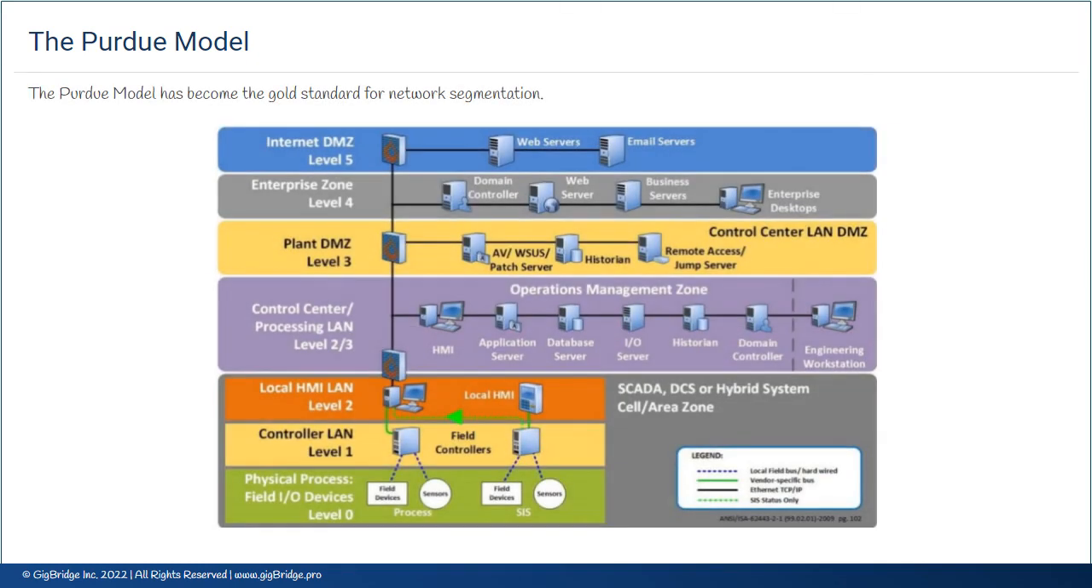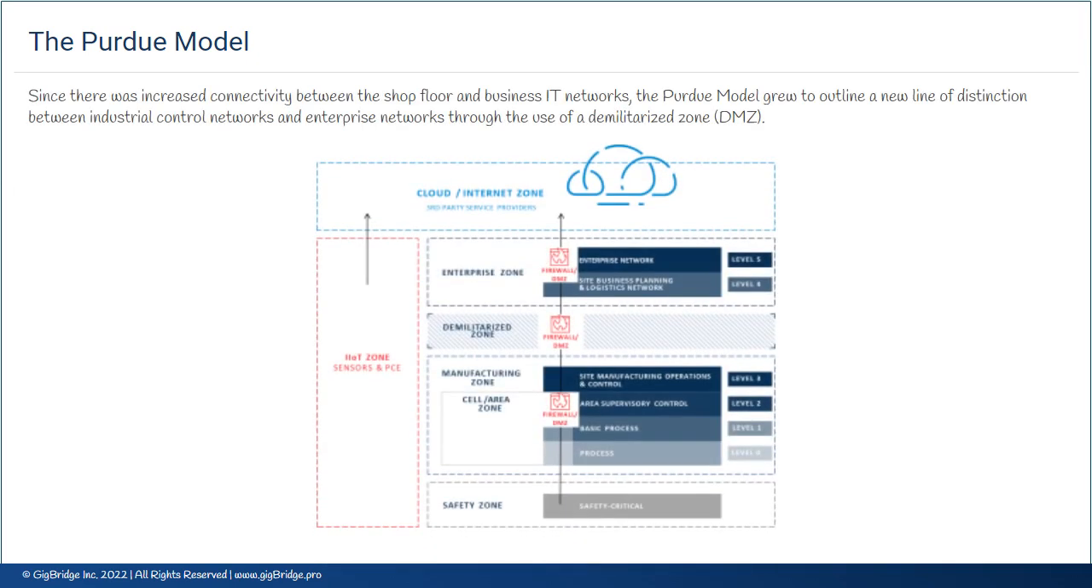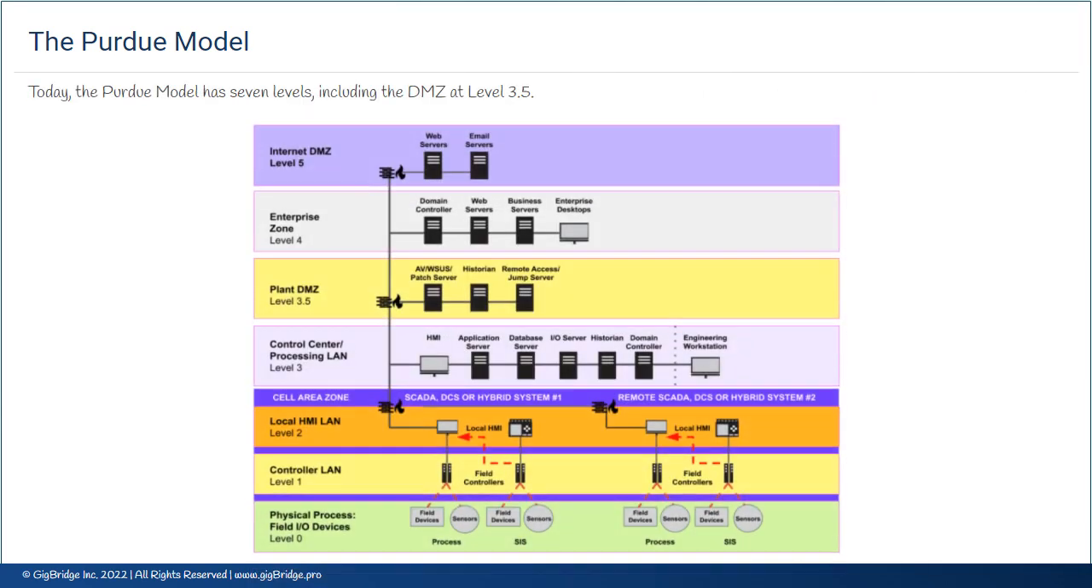This means that network segmentation supports different levels of the model through the use of firewalls, where all traffic is denied traversing the Purdue model levels unless it's explicitly permitted. As several connectivities were occurring between the shop floor and business IT networks, the Purdue model grew to outline a new line of distinction between industrial control networks and enterprise networks through the use of a demilitarized zone, DMZ. Today, the Purdue model has 7 levels, including the DMZ at level 3.5.